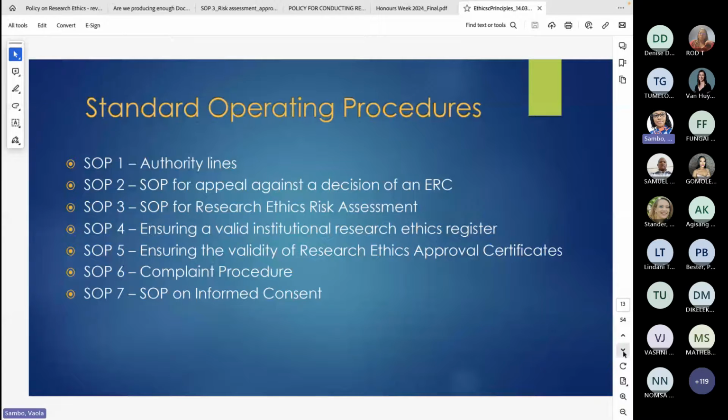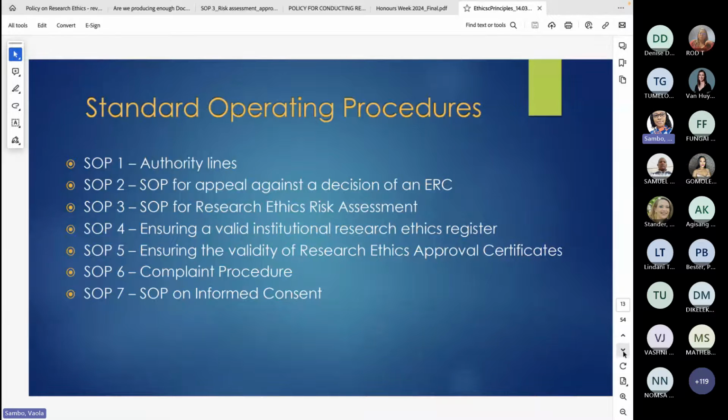We have within the ethics space, again, standard operating procedures. As you may know, policies are read together with standard operating procedures. Policies are normally very broad in nature. Then you need procedures or regulations that interpret those policies in terms of how they are used on a day-to-day basis. We have the standard operating procedure on authority lines.